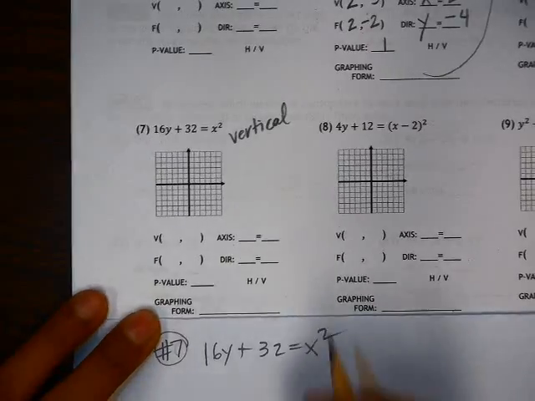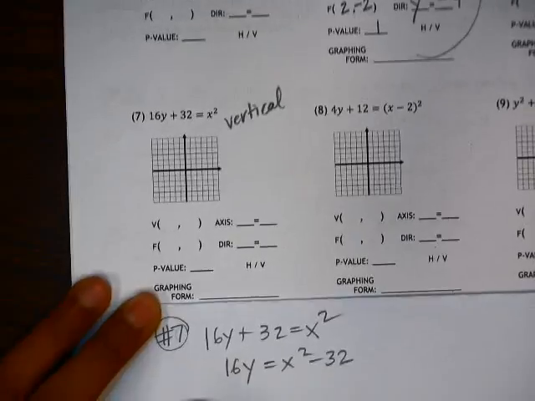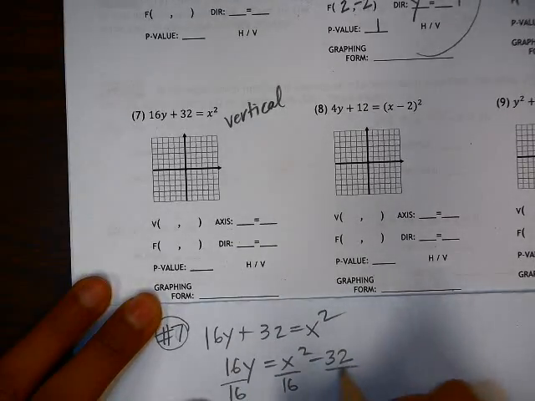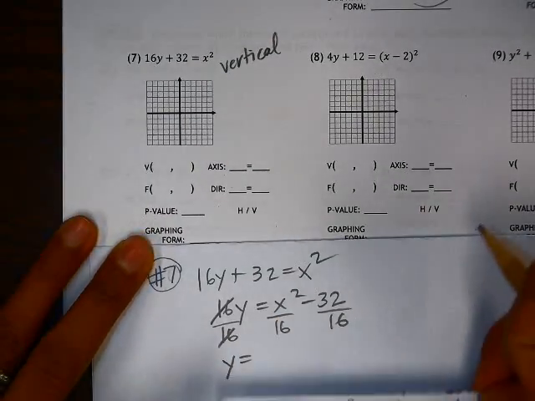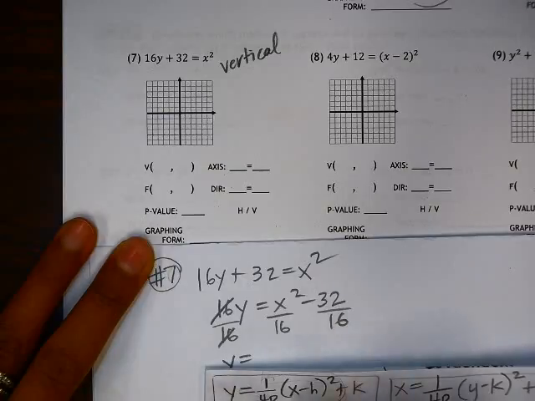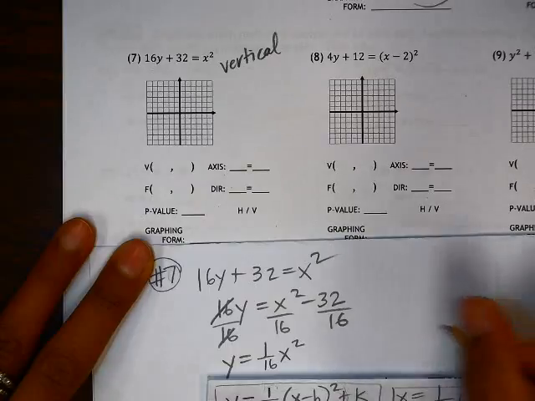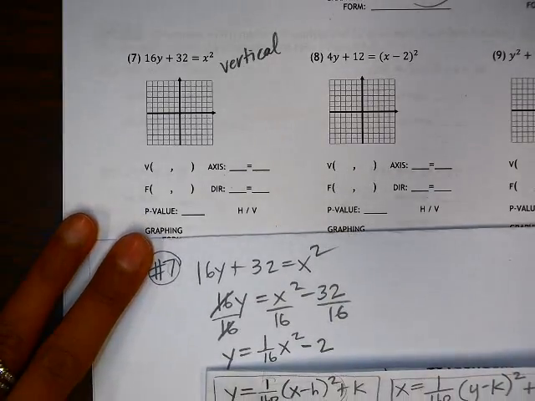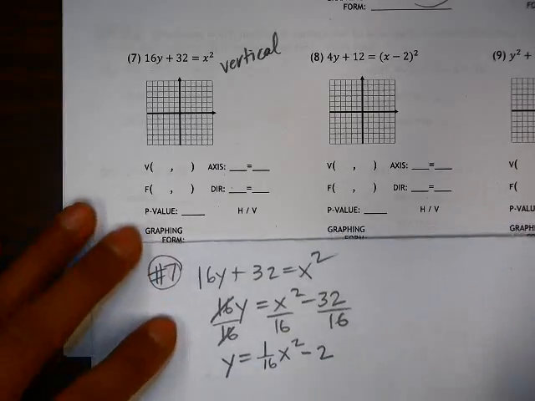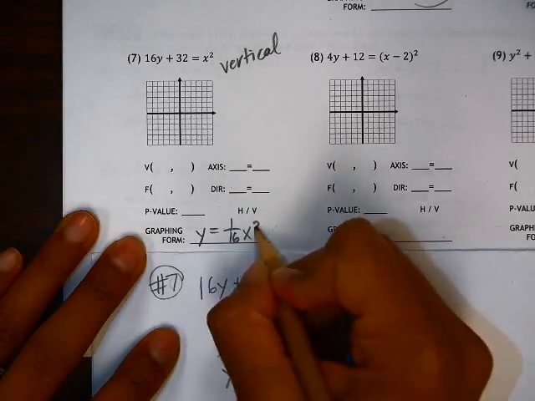So if we want to isolate y, we can subtract 32 over here and then divide by 16. So we have y equals the 1 over 4p value that we want in front of our x squared is going to be 1 over 16 x squared, and negative 32 divided by 16 is negative 2. So we now have it in graphing form. So let's go ahead and write that down here. Y equals 1 over 16 x squared minus 2.